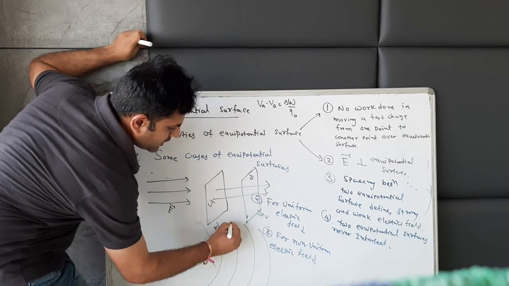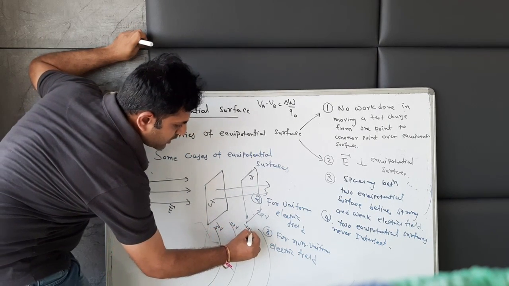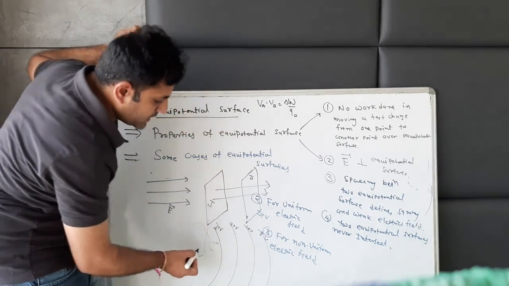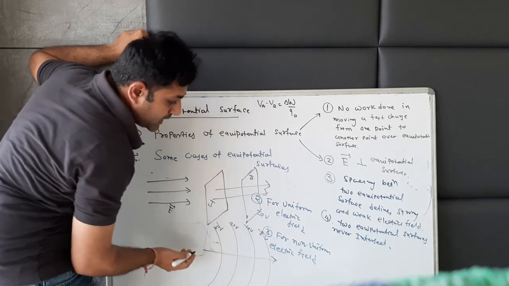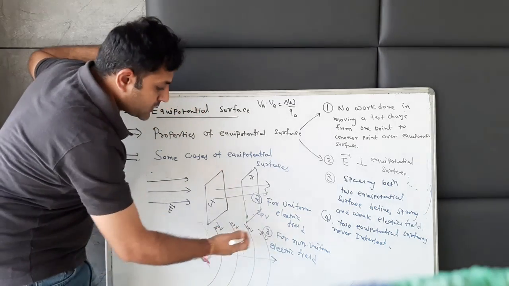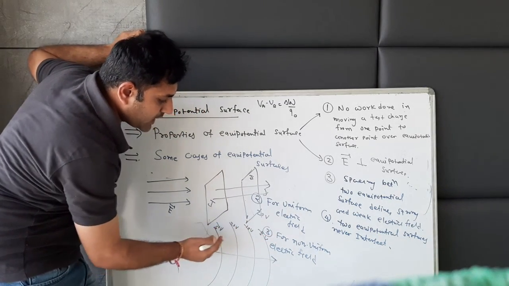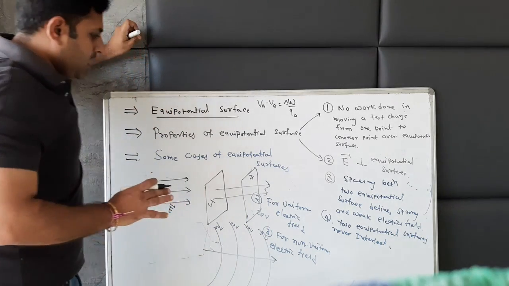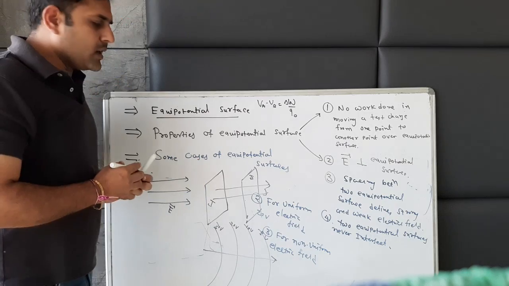This is 30 volt, 20 volt, 10 volt, 5 volt. So the direction of the electric field is in this direction. It is towards the decreasing potential and perpendicular to the surface. These are the cases for equipotential surfaces.